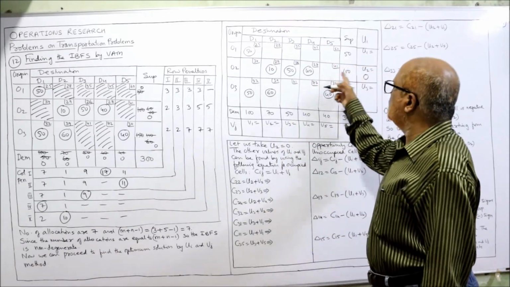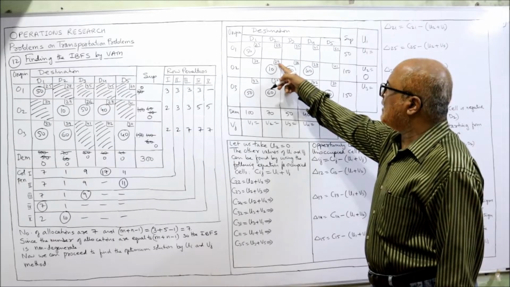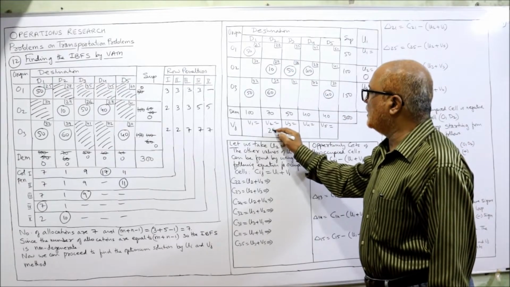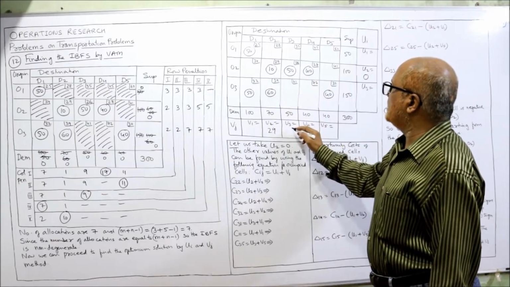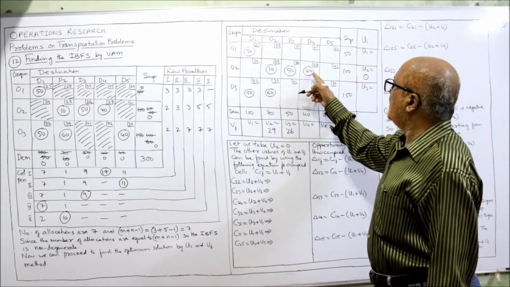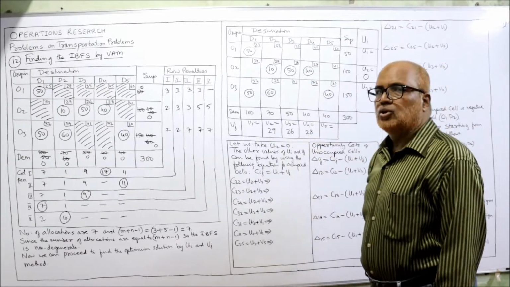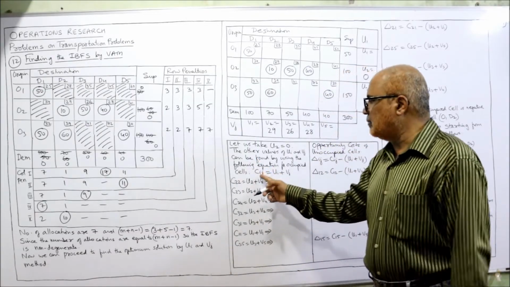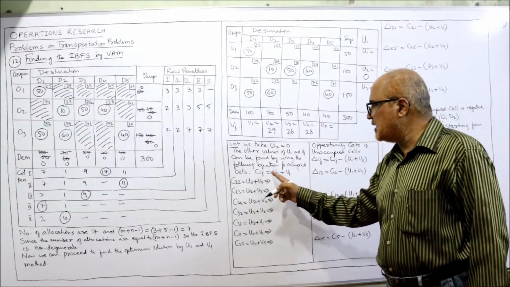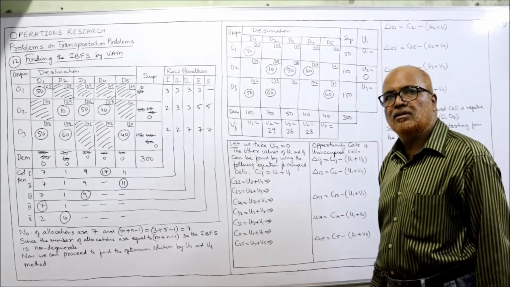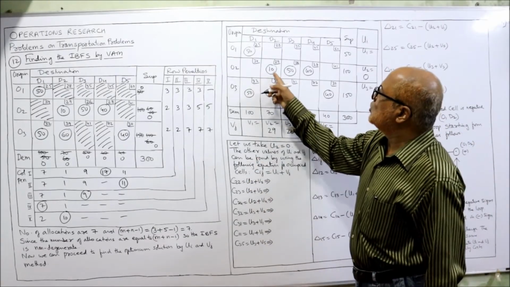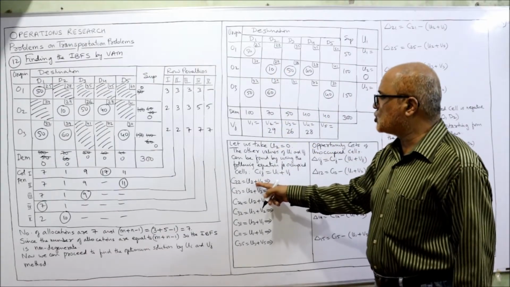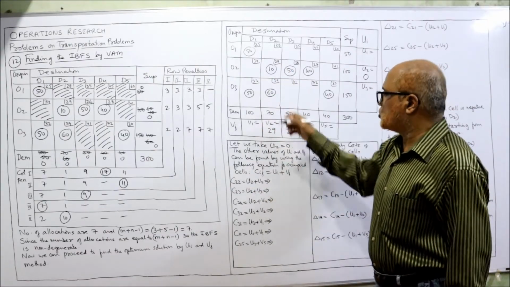When I take U2 is equal to 0, directly I can get a V2 value. What is the Cij here? 29. So here 29. Here it is 26. Here it is 28. So 3 values directly I get. The other UI and Vj values can be found by using the equation Cij is equal to Ui plus Vj. C22 is this one. Already I have taken 29. To confirm it, I'll show you. C22 is how much? 29.